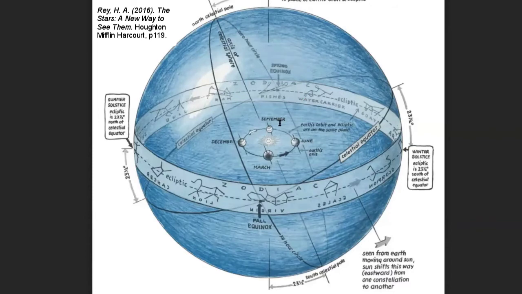And everywhere in the world, on that day, the sun rises exactly in the east and sets exactly in the west. It doesn't matter where you are on the earth. That's a way you can find exactly east or west from your house.